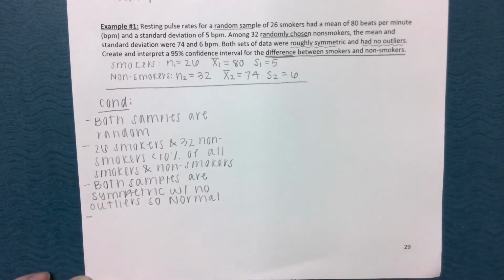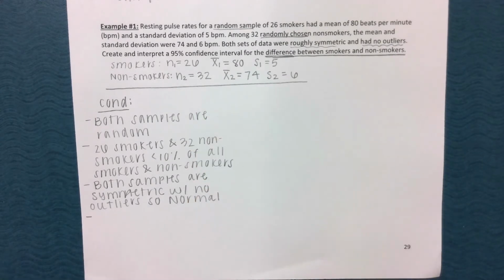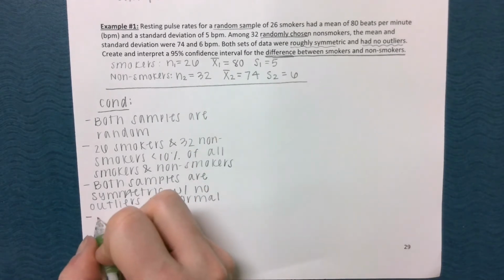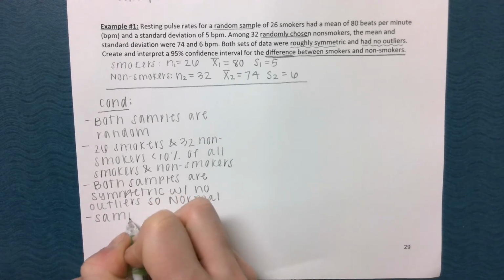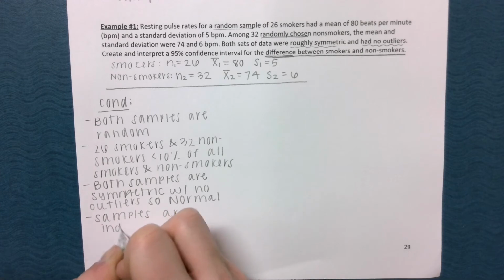Okay, the fourth condition, I need to make sure that the two groups are independent. So I'm definitely thinking they are independent. I cannot be both a smoker and a non-smoker. It's either one or the other. So these samples are independent.